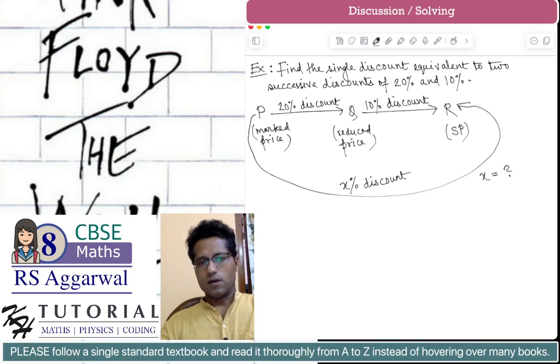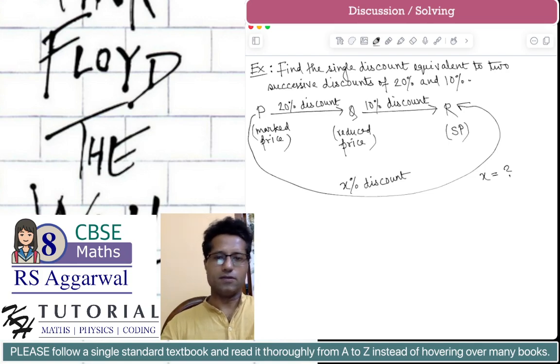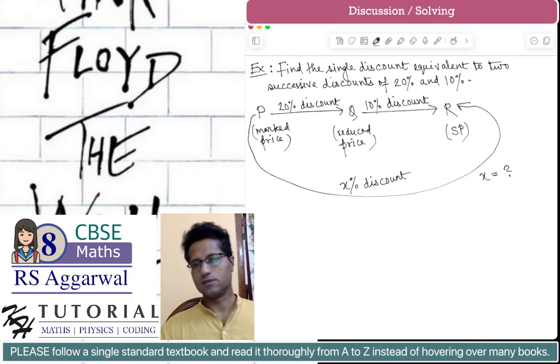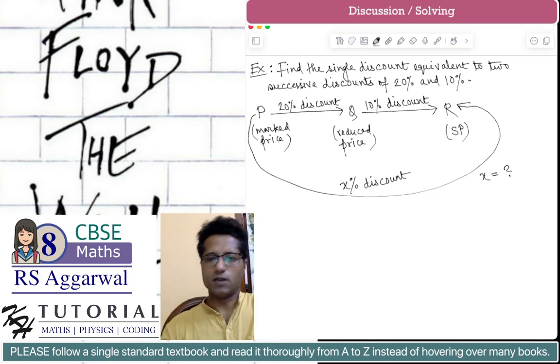In the textbook, it has assumed the mark price to be ₹100, but wherever there is an unknown, I always prefer to consider a variable, that is X, Y, Z, whichever letter you can select as the variable, because I really don't feel comfortable considering an absolute value when that value is an unknown. In this problem the mark price is not known. Even though the mark price is not required to find the single discount, it is still an unknown, and I always prefer to choose a variable.